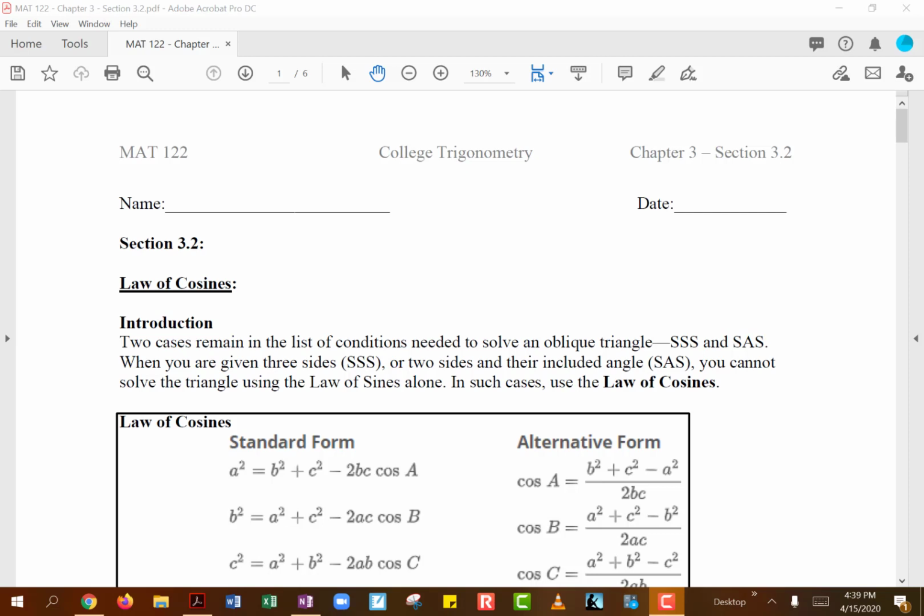So the two cases from our oblique triangles that the law of sines could not solve are where you are given all three sides of the triangle, or you are given two sides and the included angle in between them. When you're given three sides, you would need to find the three angles. If you are given two sides and the included angle, then of course we need to find the missing angles and the side. Law of sines would not be helpful in solving those.